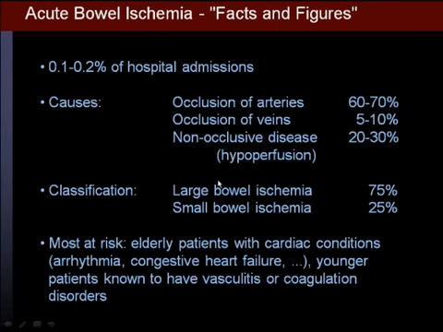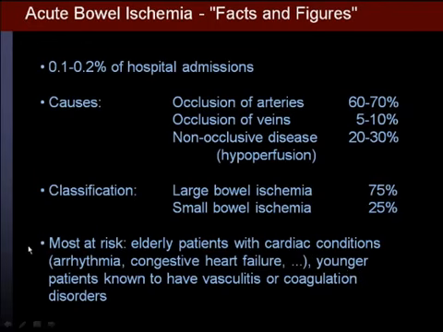And the classification, we should be aware that acute bowel ischemia occurs much more commonly in the large bowel and less commonly in the small bowel. And most at risk are elderly patients with cardiac conditions or post-operative after surgery for the coronary arteries, because this induces a hyperperfusion and will cause a non-occlusive acute bowel ischemia. Or less common, younger patients known to have vasculitis or coagulation disorders.